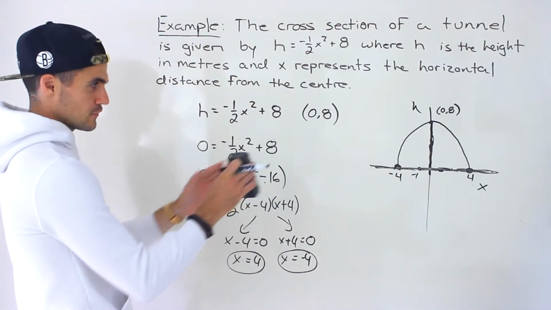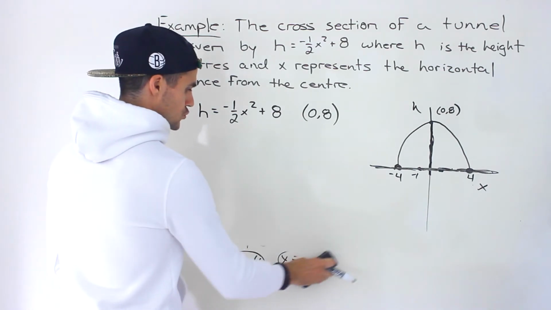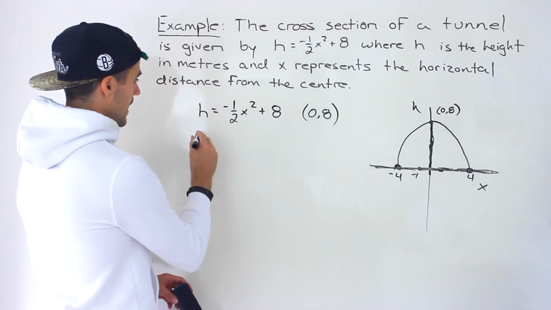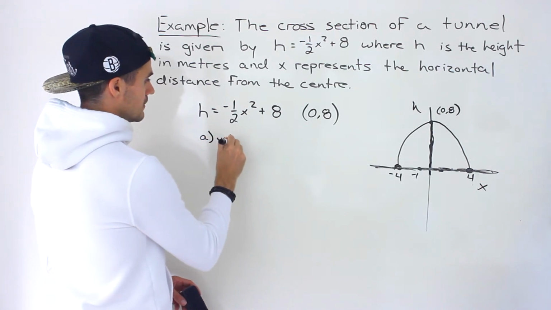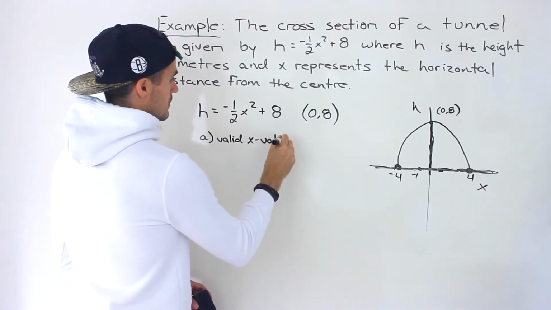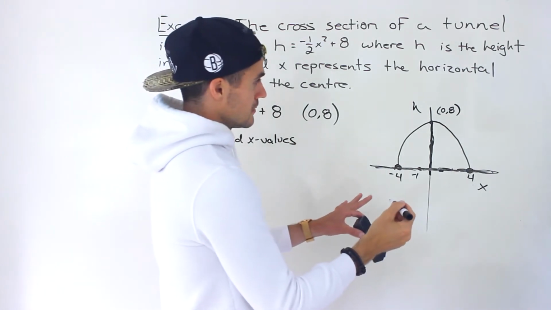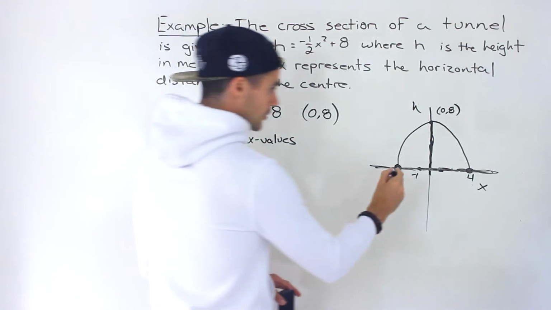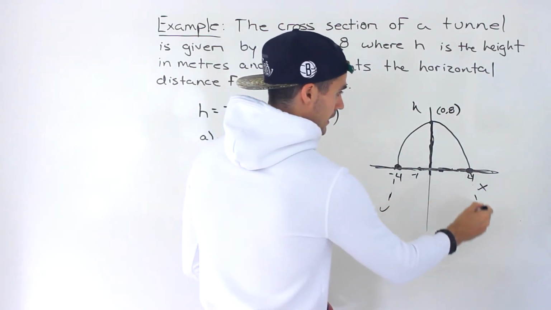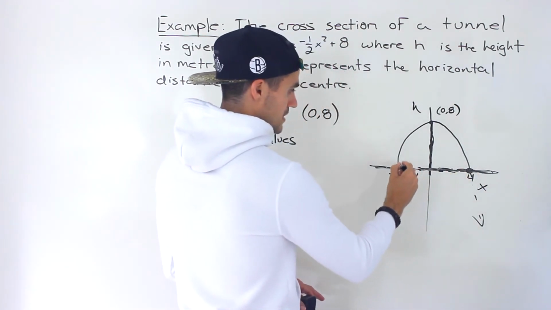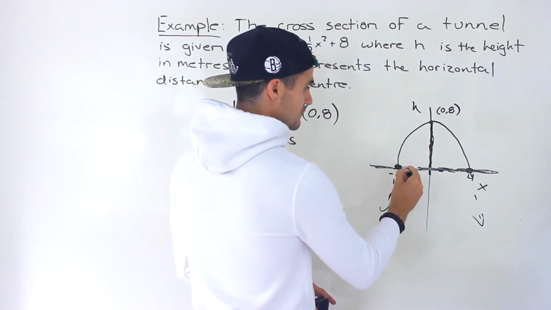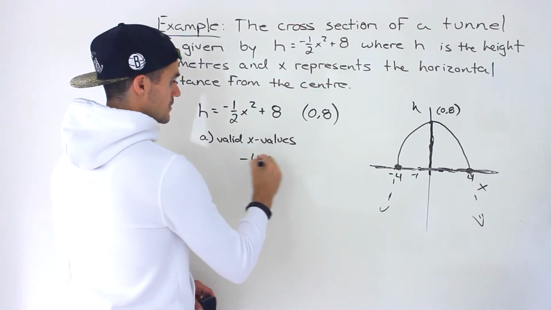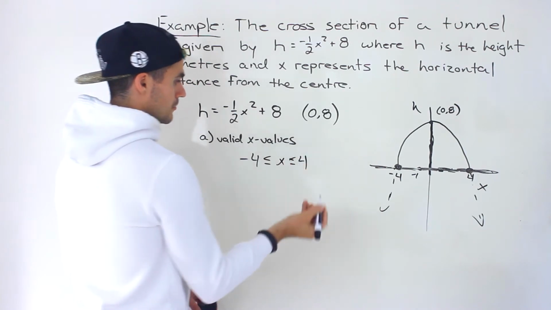And so we actually have enough information at this point to answer the rest of part A and part B as well. So part A, they were asking for the valid x values. And notice that this parabola, if we're just looking at the abstract parabola, that's going to keep going down forever, right? But it wouldn't make sense in this case, because this is the ground, so the tunnel's not going to go through the ground. So the valid x values are from negative 4 to positive 4. So x can be between negative 4 and positive 4.